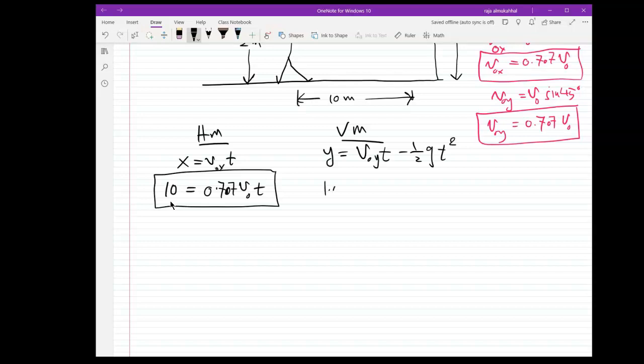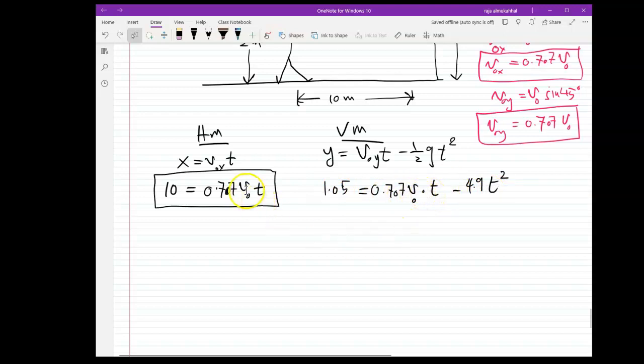Y is 1.05 positive. V naught Y is 0.707 V naught times T minus 4.9 T squared. You see that? So what do I have in here? It looks like I have a quadratic equation. Not exactly. I have two unknowns here. Look at that, V naught T. I can't really use a quadratic formula because I have too many unknowns here. You have one equation, two unknowns.